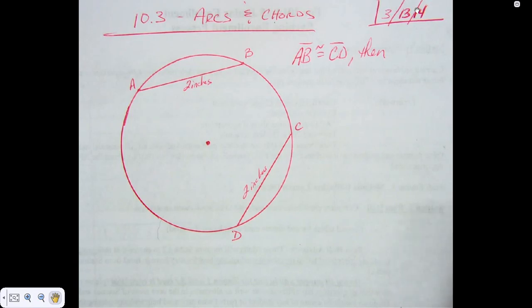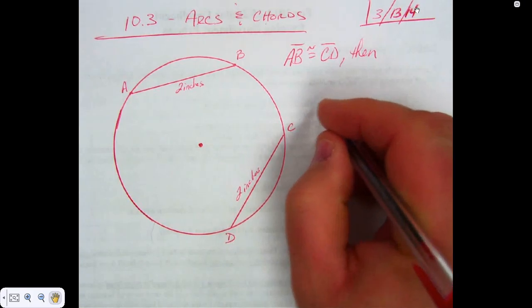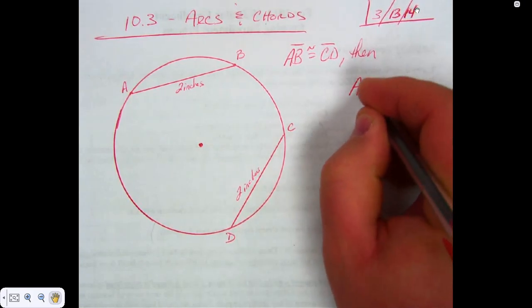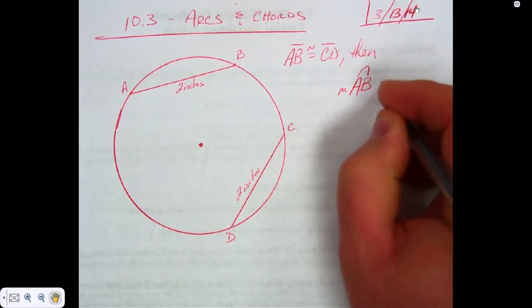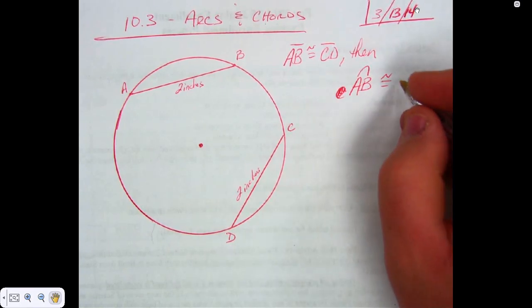The point I'm making is, let me ask you this: what new form of measurement have we talked about in this chapter? Minor arcs. Arcs, right? Okay. Now, with that in mind, look at the picture again. What do you think you could say? So you're saying then maybe the measure of arc AB would be congruent to what? Arc CD.